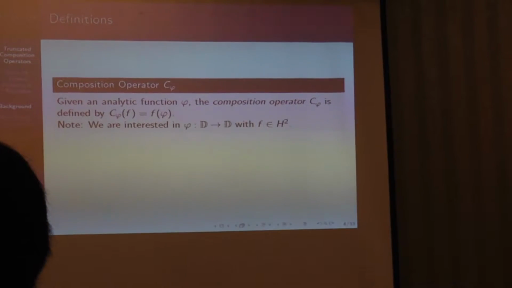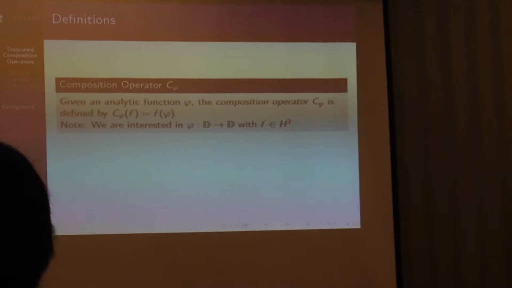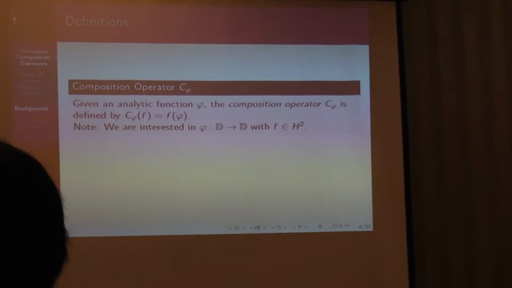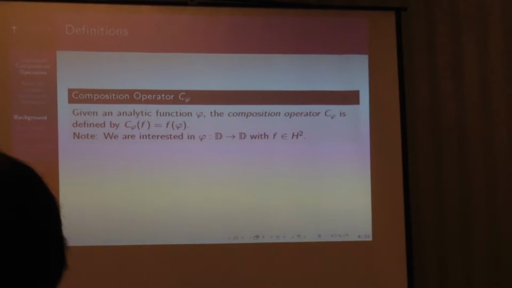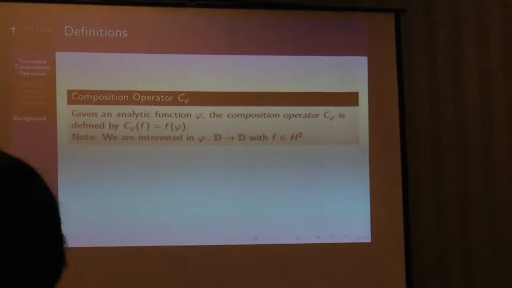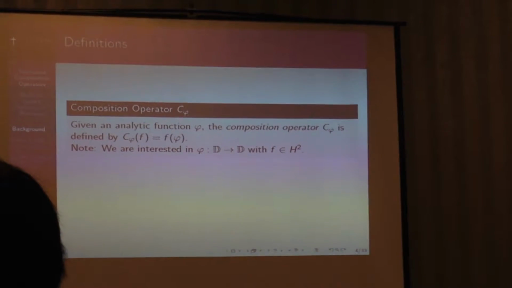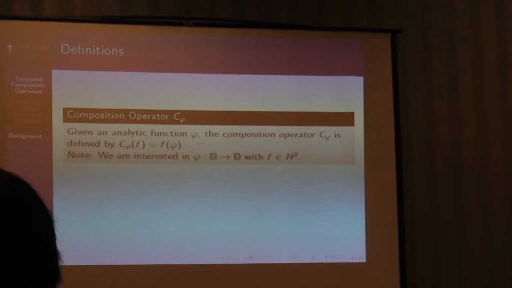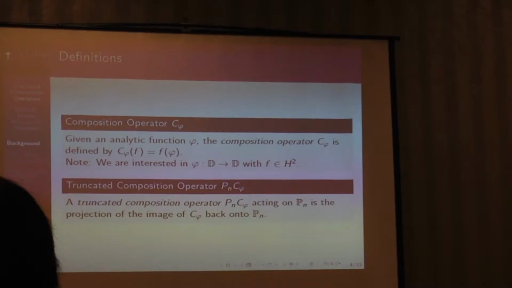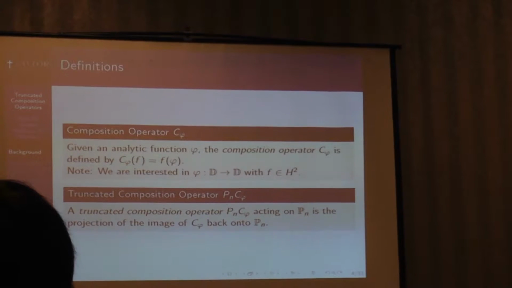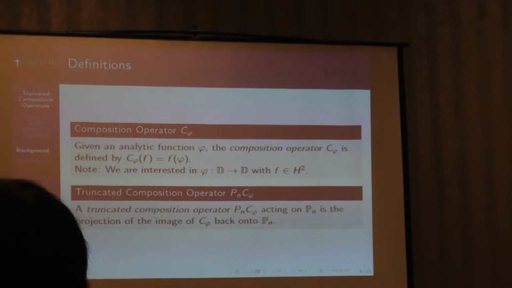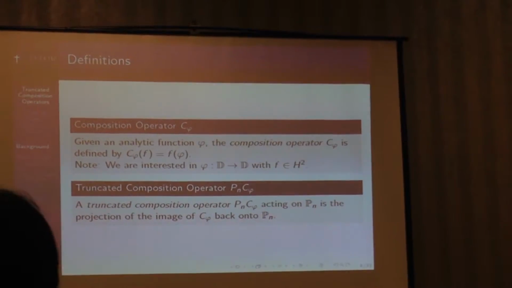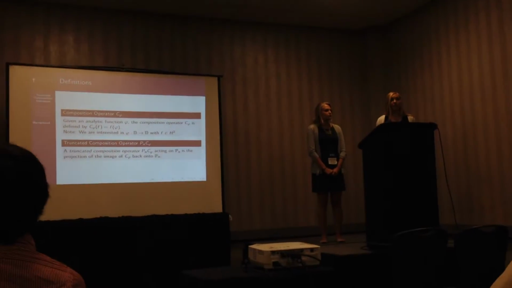Then a composition operator is defined by some analytic function phi. So C phi of f would equal f of phi. And we're particularly interested in phi which map the unit disk to itself, and then with f that are in that Hardy space H2, which we just defined. Then a truncated composition operator is the projection of the image of C phi onto Pn. So you just take this possibly infinitely long polynomial and cut it down to a finite polynomial.